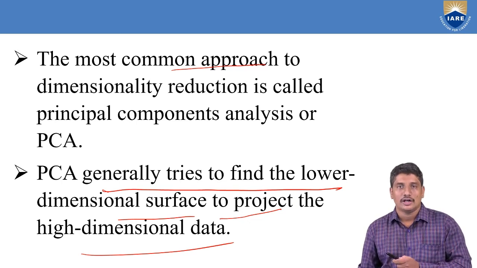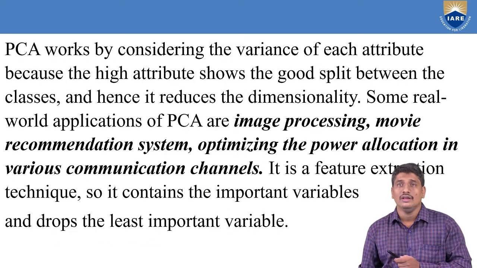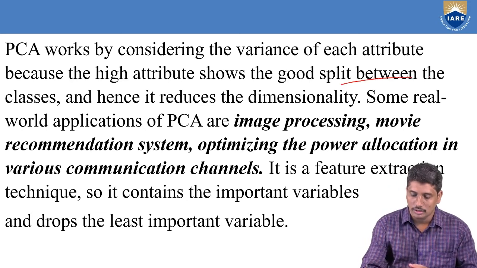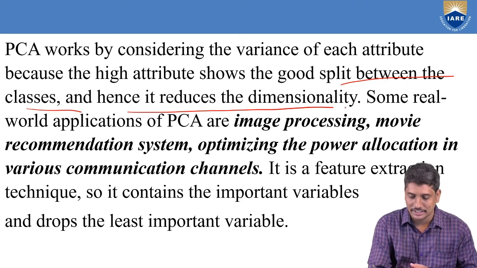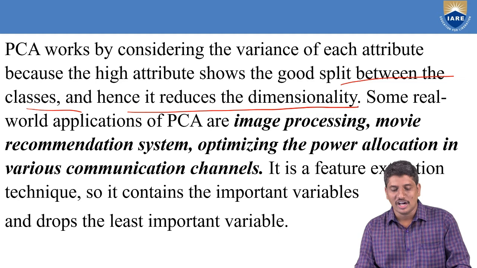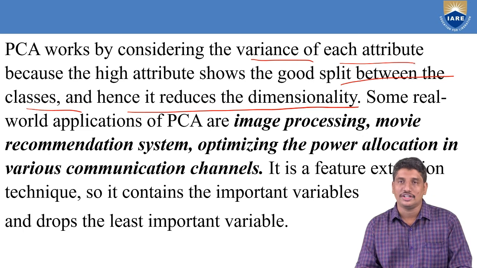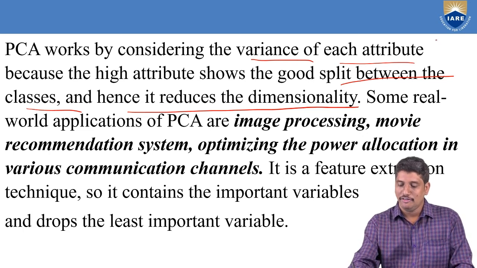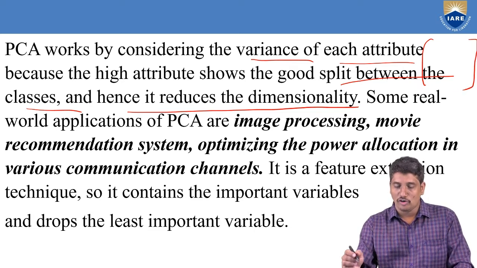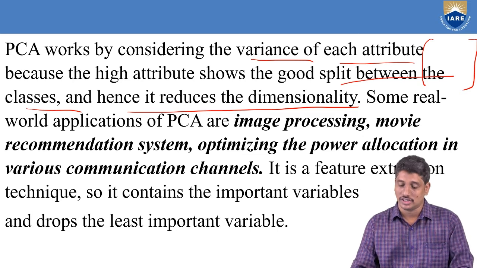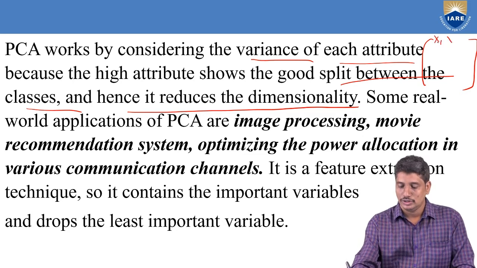Let us look into the things in detail. PCA works by considering the variance of each attribute, because a high variance attribute shows a good split between the classes, and hence it reduces the dimension. So the mechanism of PCA basically depends on the variance of each feature, each attribute. That means we consider every column of the data. If we arrange the data set in a matrix, every column is a feature, as we discussed in the last class. So x1 is a feature, x2 is a feature, and so on, xn is a feature.